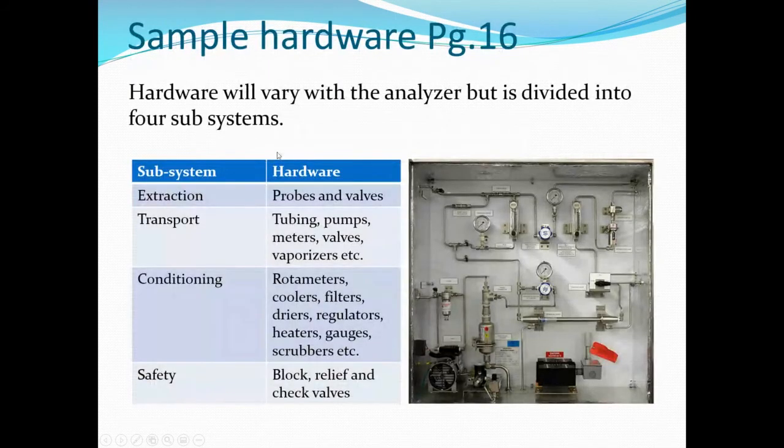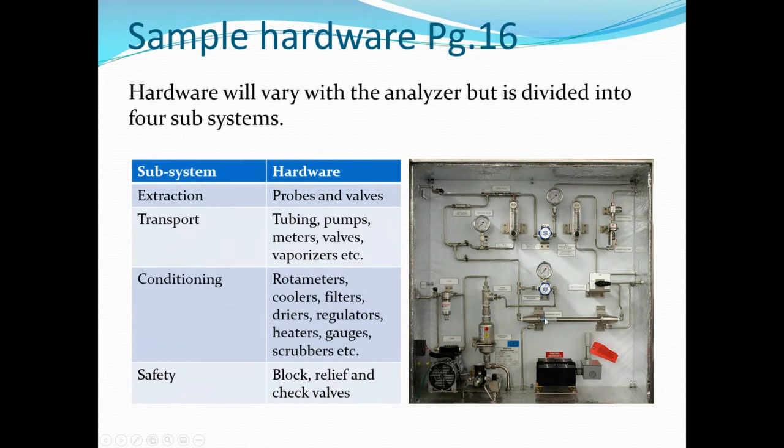Okay, here we got sample hardware. So we've spoken about most of these individual pieces a little bit already, but we'll get into them a bit more in depth here. All of this equipment is divided basically into four subsystems. The subsystems are extraction, which includes probes and valves that are associated with getting the medium out of the process. Then we have the transport subsystem, which includes tubing, pumps, meters, valves, and vaporizers that are used in the transporting of that sample.